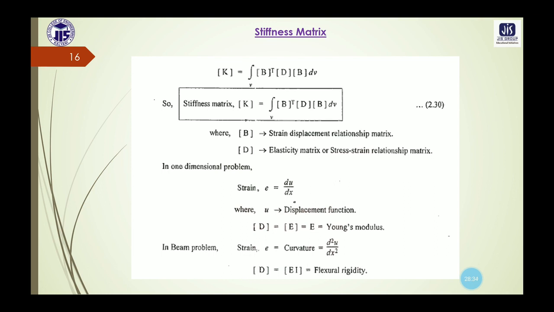Now in a one-dimensional problem, strain epsilon can be written as du/dx, where u is the displacement function. So the matrix D equals the matrix E, which is Young's modulus. Now in case of any beam problem, the strain epsilon is actually the curvature, that is d2u/dx2. So we can write D equals EI, the flexural rigidity.